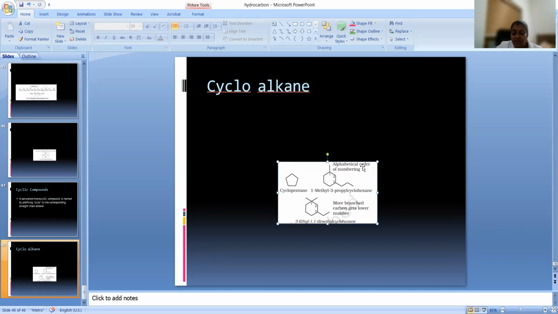So we will consider the alphabetic order of the branches. So CH3 and a propyl, methyl and propyl. Which is coming first? Methyl. So that is given the priority. So the first number should be methyl. So 1-methyl, 3-propyl cyclohexane.